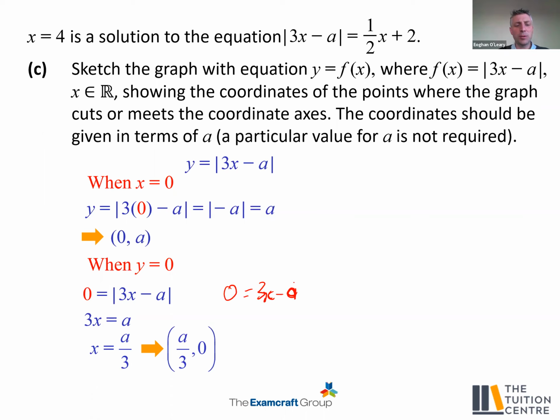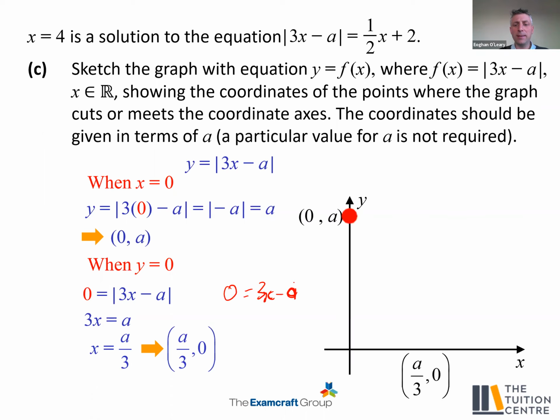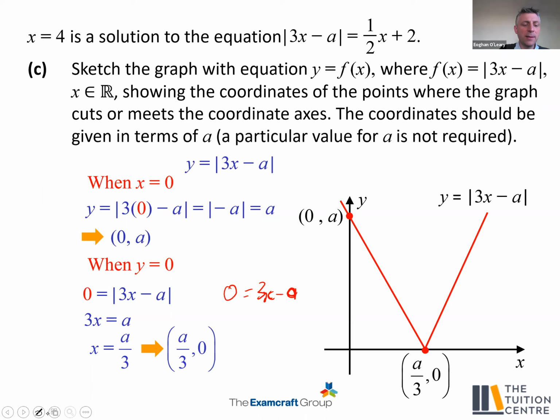So again, you might be wondering, okay, where am I going with this? Well, this is your graph. You have your 2 points, (0, a) and (a over 3, 0). Knowing the nature of the modulus graphs being V-shaped, and in this case, the lowest point, since y is equal to the modulus of 3x minus a, will be on the x-axis. So we can tell that this is going to be the shape of our graph. As we said, we don't need a particular value for a. So this is the answer to the question.